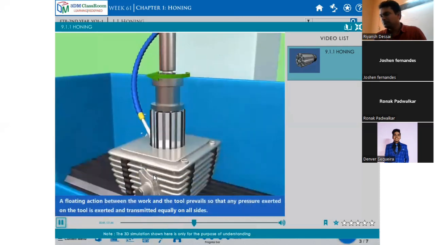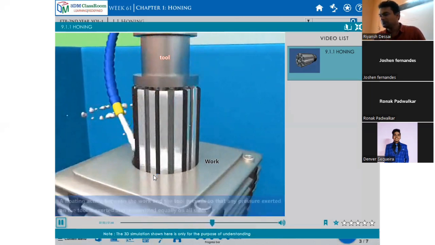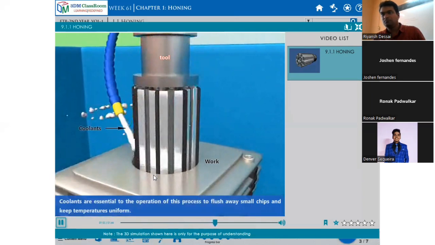The floating action between the work and the tool is exerted and transmitted equally on all sides. Coolants are essential to the operation of this process to flush away small chips and keep temperatures uniform.